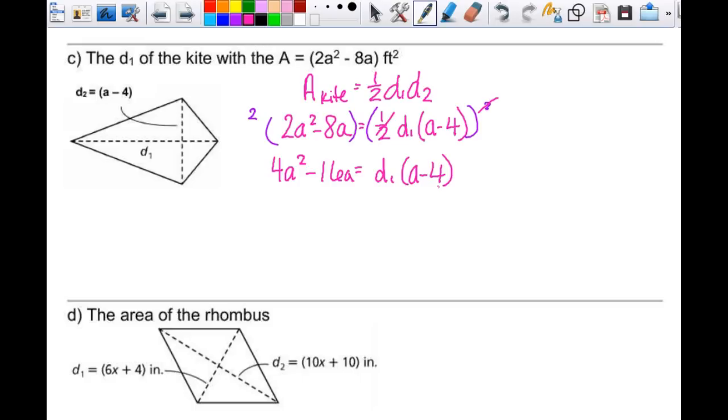Could I distribute that D1 into the A minus 4? I could, but that's what I'm trying to get by itself. I don't want to, right? Don't just do it. I'm trying to get D1 by itself. So what can I do here? Divide by what? A minus 4. I'm going to divide both sides by A minus 4. These cancel out. D1 is equal to 4A squared minus 16A all over A minus 4.